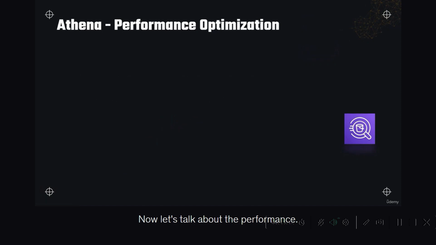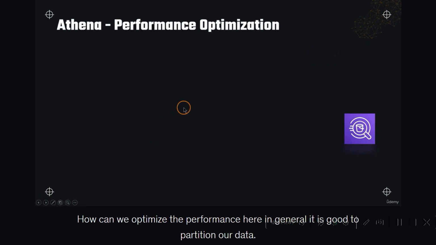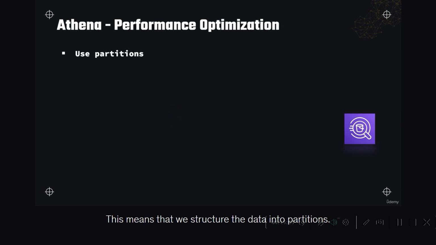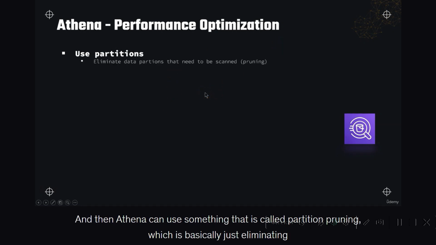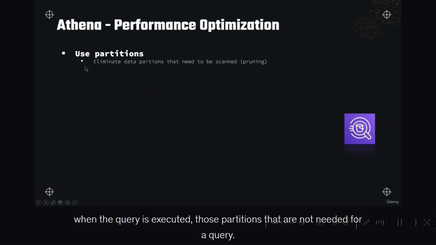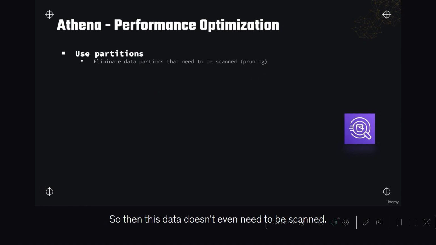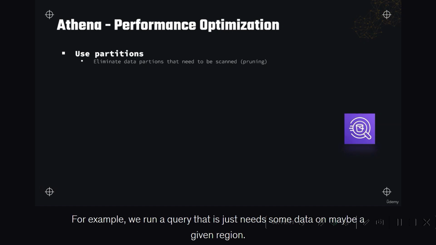Now let's talk about the performance. So this is very important. How can we optimize the performance here? In general, it is good to partition our data. This means that we structure the data into partitions. And then Athena can use something that is called partition pruning, which is basically just eliminating, when the query is executed, those partitions that are not needed for a query. So then this data doesn't even need to be scanned. So we eliminate it right before we do all of the other query processing, so we can focus only on what is relevant. For example, we run a query that just needs some data on maybe a given region.